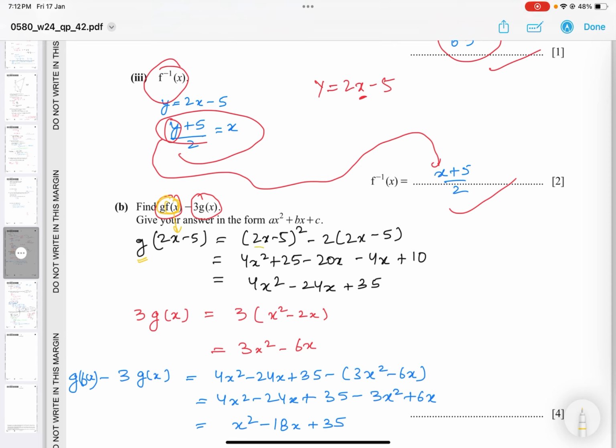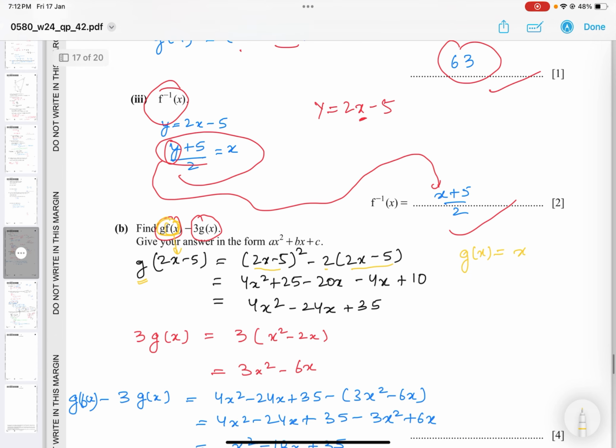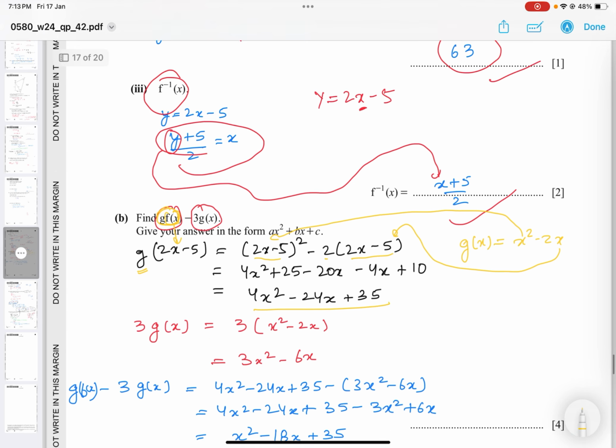It will result in (2x minus 5) square minus 2 times (2x minus 5), because our g function was x square minus 2x. You can clearly see I have replaced x with 2x minus 5. We will solve it. We will get this as the answer.